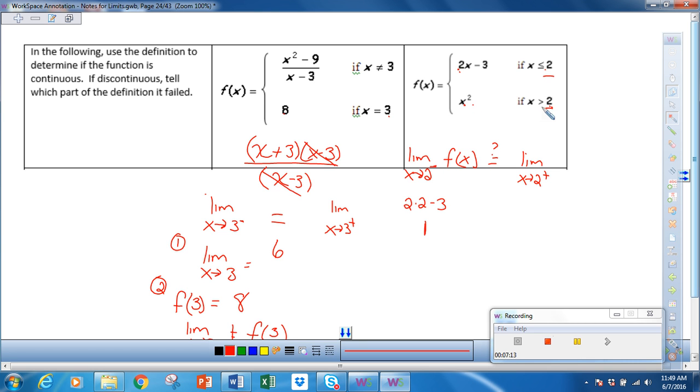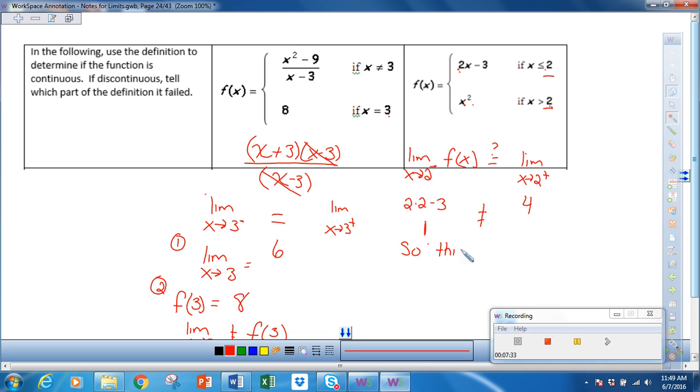To find the limit as x approaches 2 from the right, once again, I just do a simple direct substitution, and I get 4. So I get 1 is equal to 4. And we know that that's not true. So this is discontinuous.